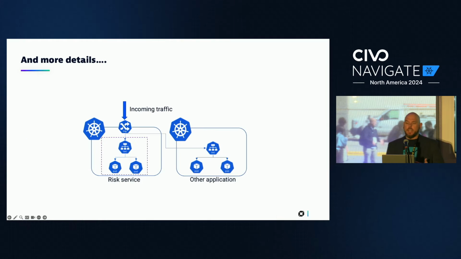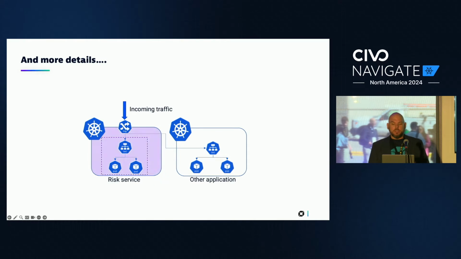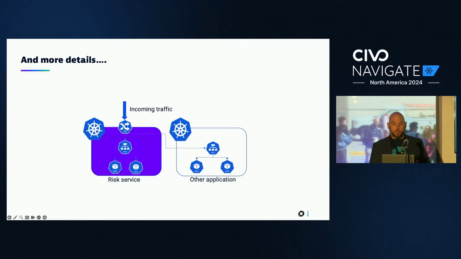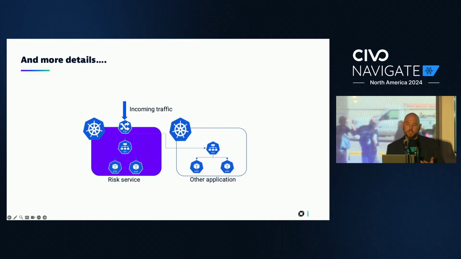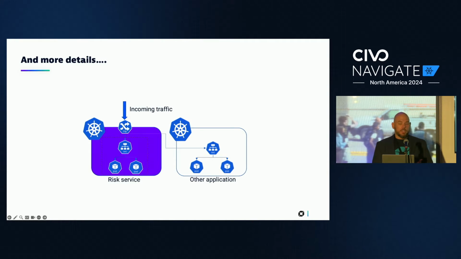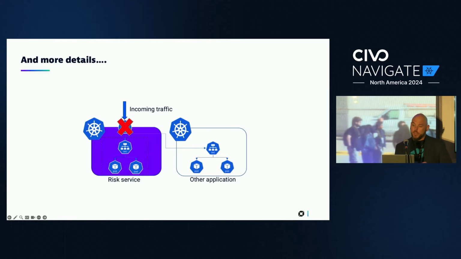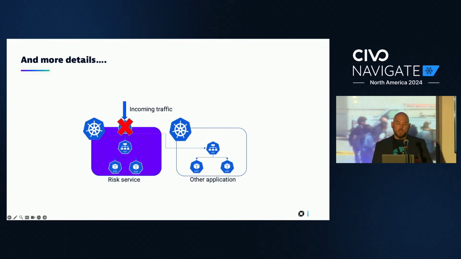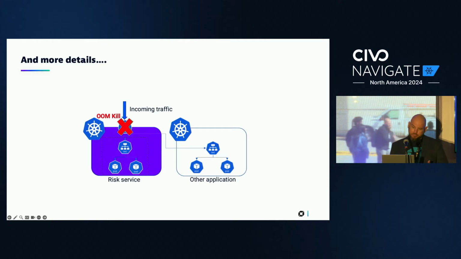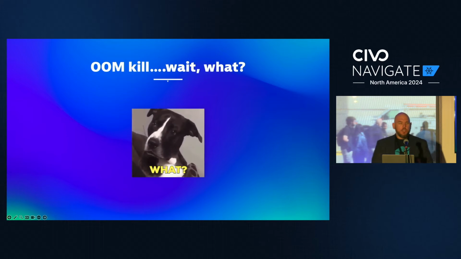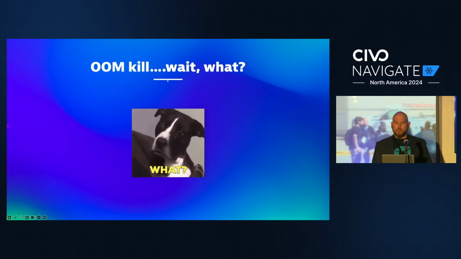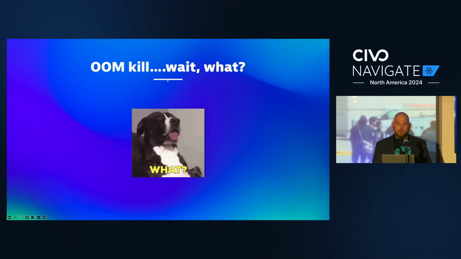And if we look at that in more detail, the risk service is behind that Ingress controller. And there's actually another application in this shared environment that is behind that same controller. And during this outage, the Ingress controller became unavailable. And it turns out it's because the controller was actually killed by an out-of-memory event by Kubernetes. So wait, why would Kubernetes kill our Ingress controller? How does it run out of memory?